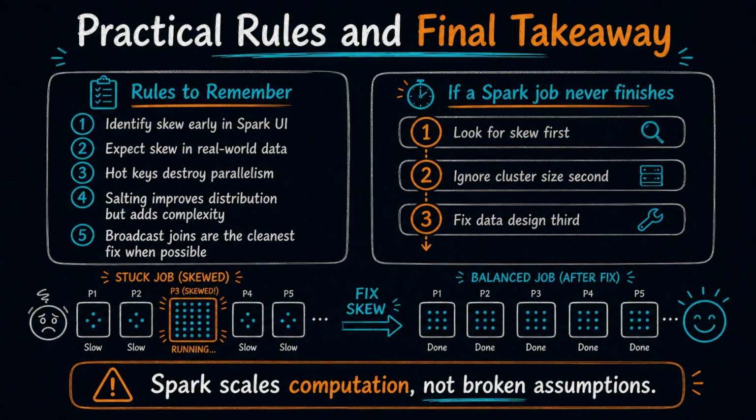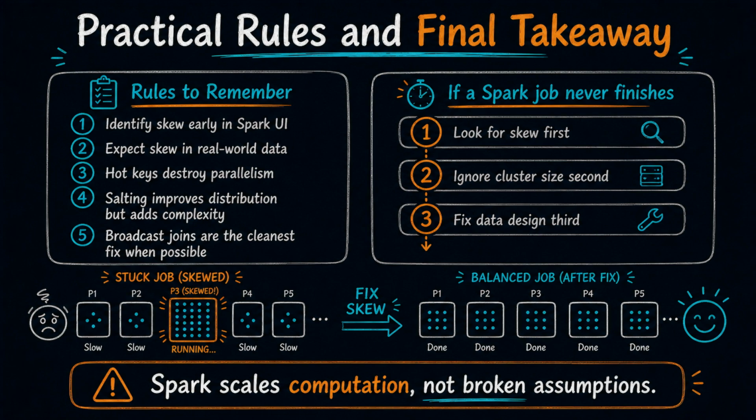Fourth, salting can improve data distribution, but it adds complexity and may require reaggregation. The idea is to add a random value to the key, spreading the load more evenly across partitions. However, this technique needs careful implementation, as it can complicate the logic and require additional steps during processing. Fifth, broadcast joins are often the cleanest fix when one side of the join is small enough. By broadcasting the smaller dataset to all nodes, you avoid shuffling large amounts of data across the cluster, making the join more efficient. This approach works well when the size of the dataset fits comfortably in memory.